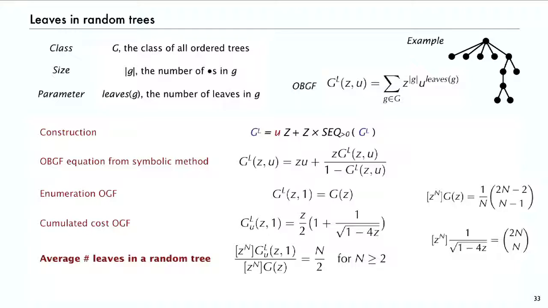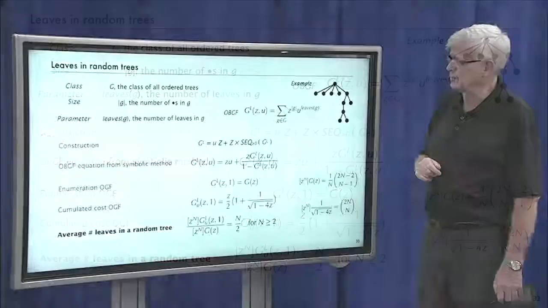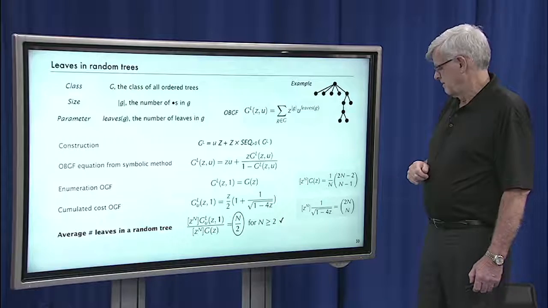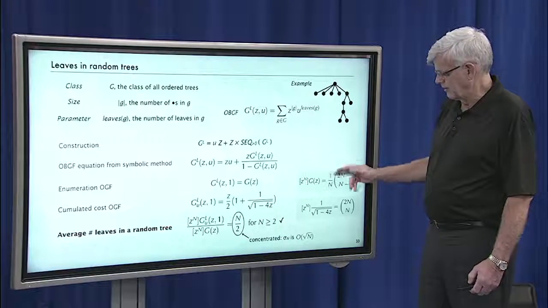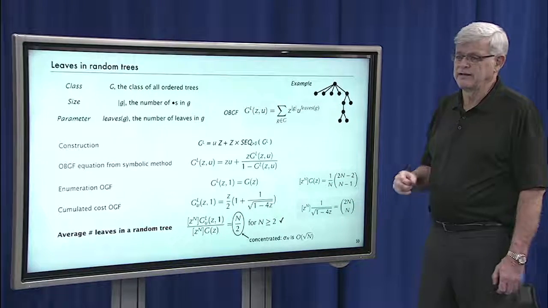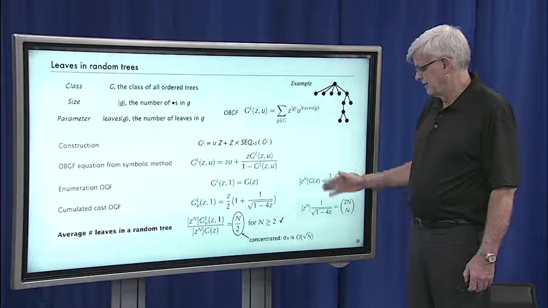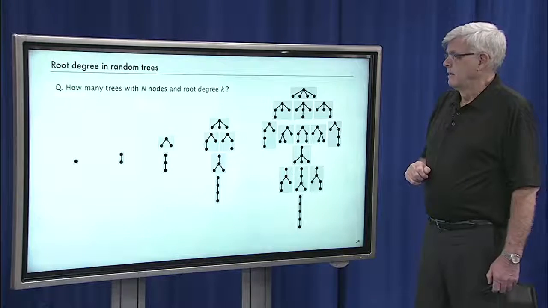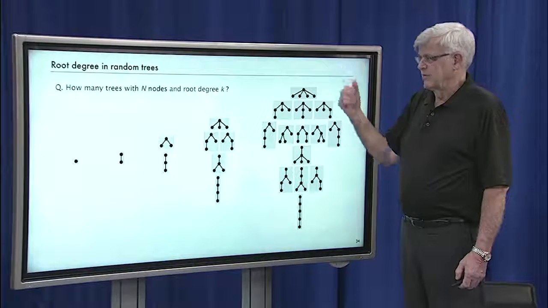And I admit I omitted a little bit of calculation here. You might want to check that. You can see some wondrous properties of square root of 1 over 1 minus 4z. So that's leaves in random trees. And again, that's what we observed, and you can also go ahead and compute the standard deviation, and it's concentrated. So a big tree, half of them are leaves.